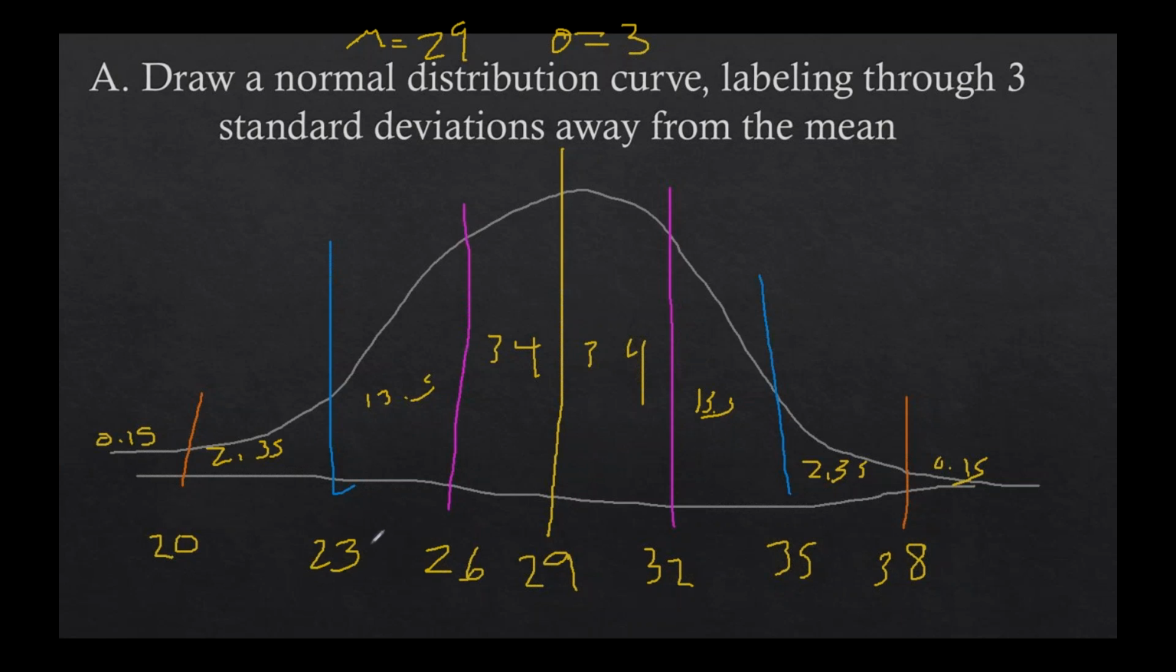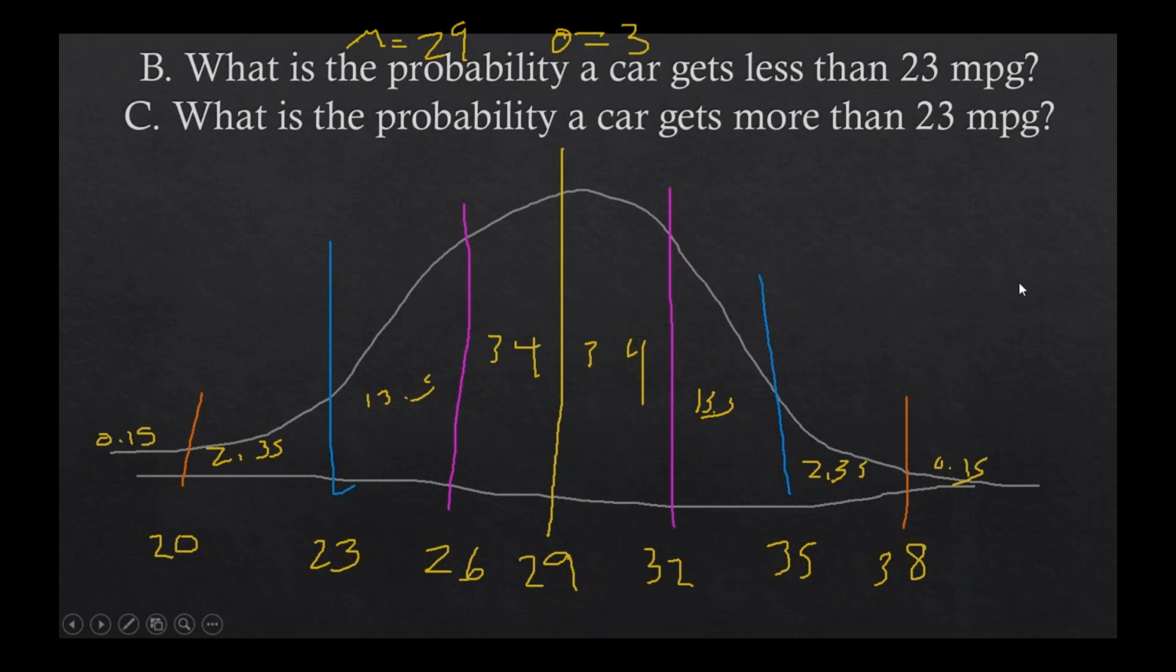Okay, do you all have that written down? Because you're going to need that for the rest of the problems, and I guess I could just click onto the next problem and leave it there. Yeah, that'll work. Okay, so as we're moving on to the next problem, what is the probability a car gets less than 23 miles per gallon? When it says less than, which direction are we going to go? Less than means to the left.